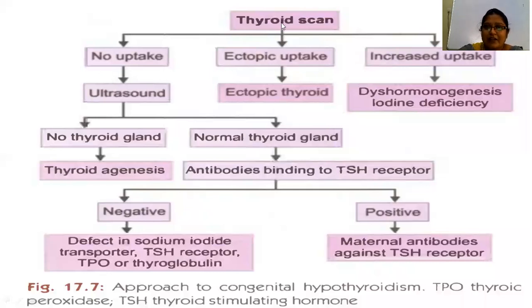Okay. First thing is, if there is no uptake, we have to check with ultrasound findings. If there is no thyroid gland, it suggests thyroid agenesis. If there is a normal thyroid gland, it suggests there are antibodies binding to the TSH receptor. If it is positive, we have to rule out maternal antibodies against the TSH receptor. And if it is negative, we have to think in terms of defect in the sodium iodide transporter, TSH receptor, and TPO or thyroglobulin. And if there is ectopic uptake, we have to suspect ectopic thyroid. And increased uptake is seen in dyshormonogenesis and iodine deficiency.